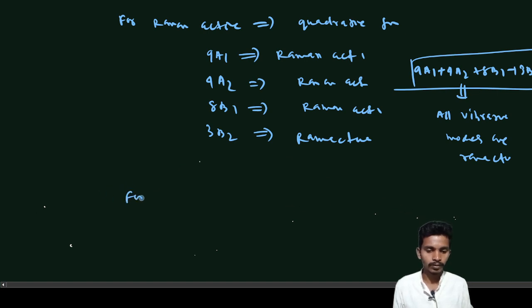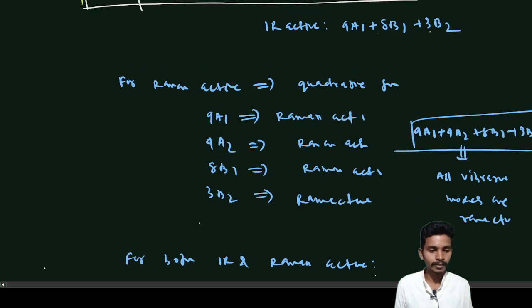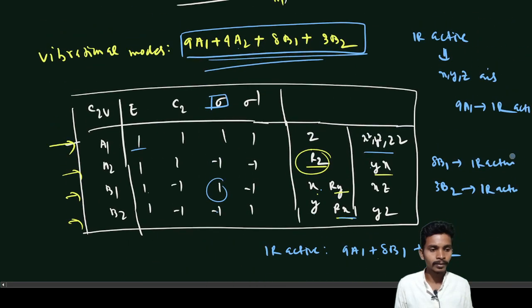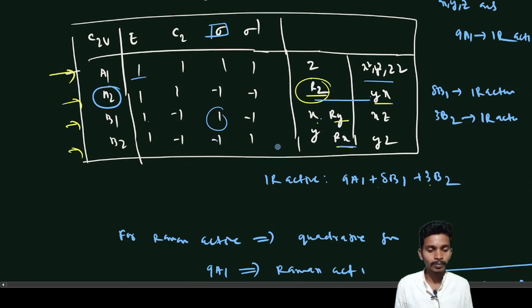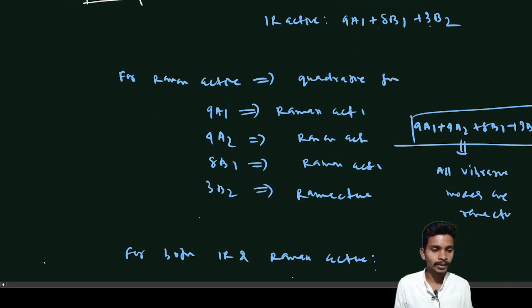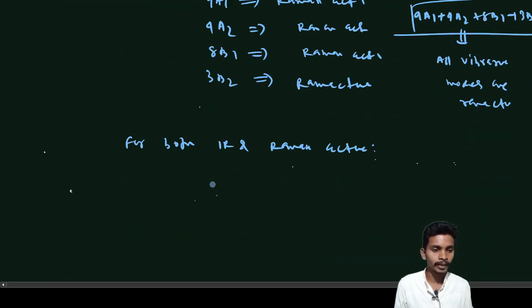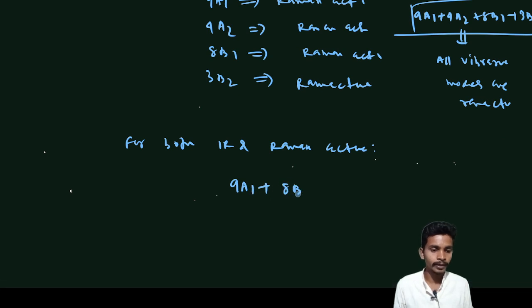For both IR and Raman active, we see that all are Raman active, and the A2s are not IR active. So for both Raman and IR active, which is common to both, excluding A2, all are IR and Raman active. That is 9A1 plus 8B1 plus 3B2. These are both Raman and IR active.